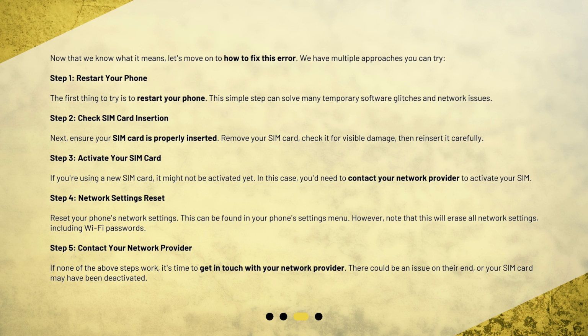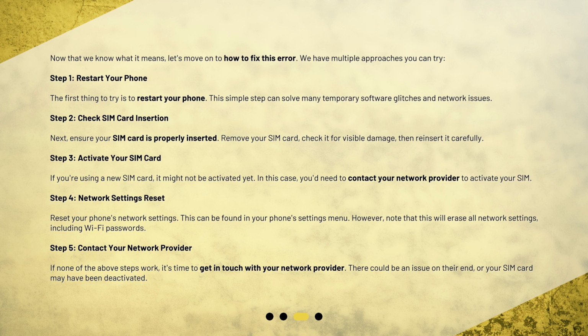Step 2. Check SIM card insertion next. Ensure your SIM card is properly inserted. Remove your SIM card, check it for visible damage, then reinsert it carefully. Step 3. Activate your SIM card. If you're using a new SIM card, it might not be activated yet. In this case, you'd need to contact your network provider to activate your SIM.